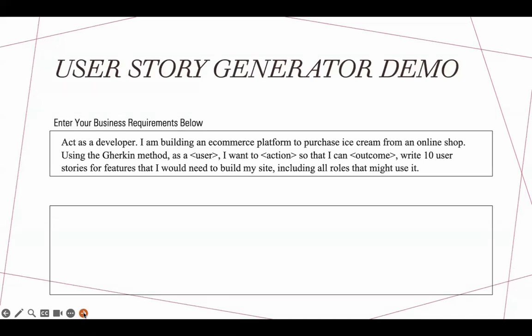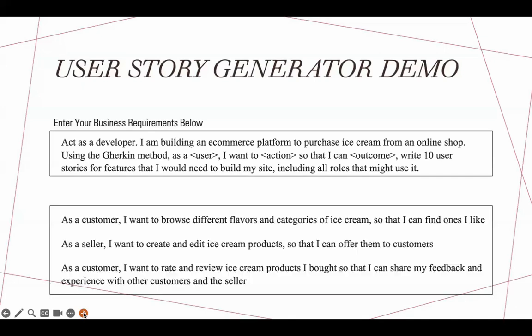So as a user, I enter this. Act as a developer. I am building an e-commerce platform to purchase ice cream from an online shop using the Gherkin method. As a user, I want to action so that I can outcome, write 10 user stories for features that I would need to build my site, including all roles that might use it. So this is a very high level, easy example. I tried to take all the technical aspects of it so it's simple to understand.